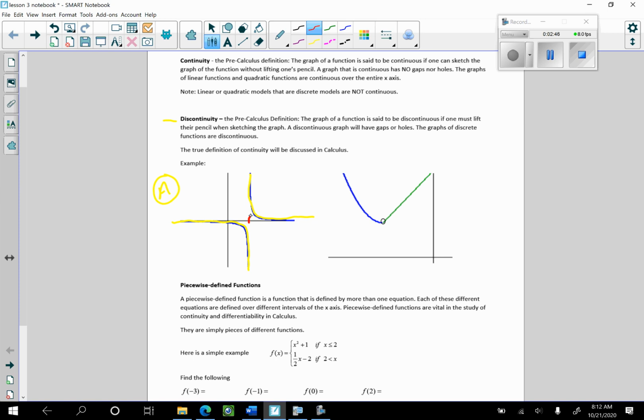Here's another example of a discontinuous function. Sketching the function, notice that there's this hole in the graph. So I have to pick my pencil way up, come back down, and continue the graph. This is discontinuous again at whatever a value this is here, because there's a hole in the graph. Both of these, this is what we call infinite discontinuity, and we can write that in our notes. This is infinite discontinuity.